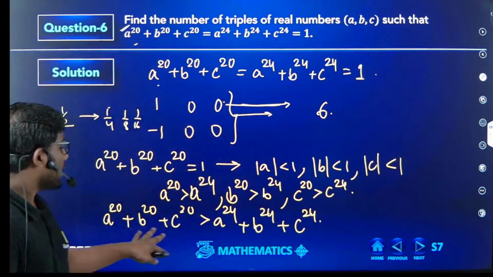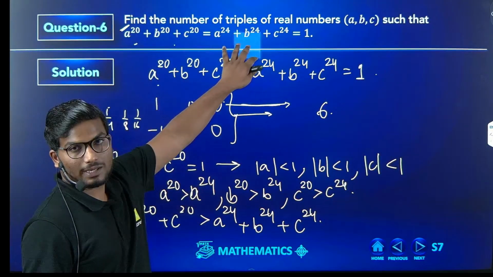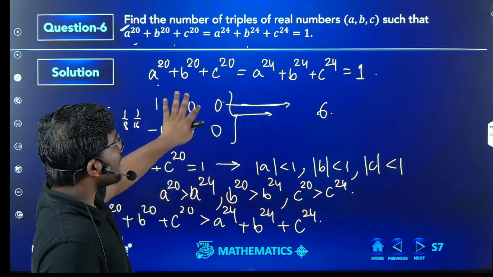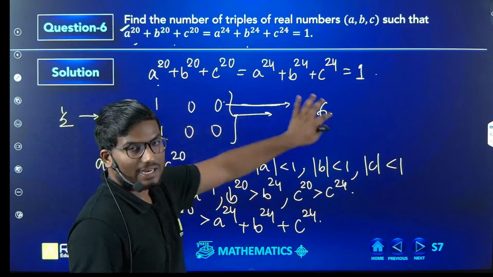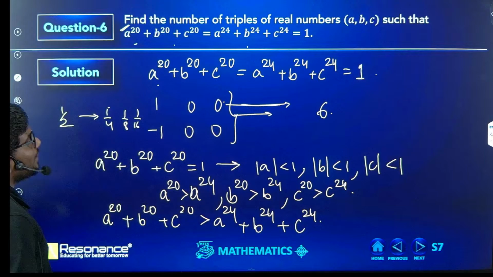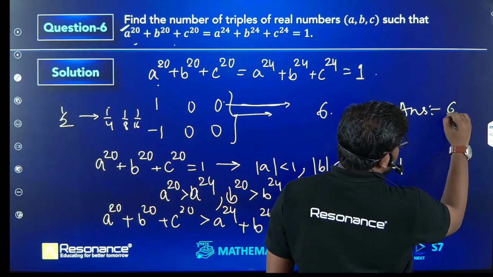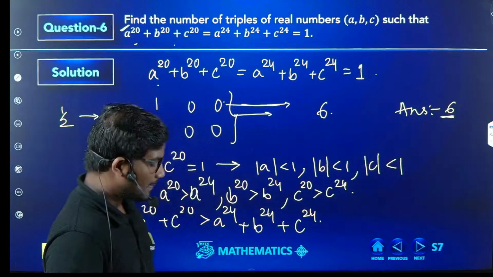Now since this is established and we know that this part is not going to be equal to this part, there are no real numbers that satisfy this equality, and that again further equals to 1. So the answer pertaining to this question would be 6. Correct?